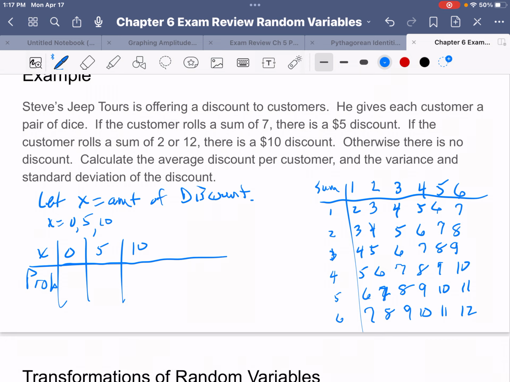If this were a free response question, you would want to define your random variable, right? X equals the amount of discount. Or you could say let D equal amount of discount. And then you write all of the different values that that variable can take on, 0, 5, or 10 in this case. And then you make a table called a probability distribution table. X is one row and probability is the other row. So I wrote 0, 5, and 10 across the X row. Now I've got to determine the probability of getting a $0 discount, a $5 discount, and a $10 discount.